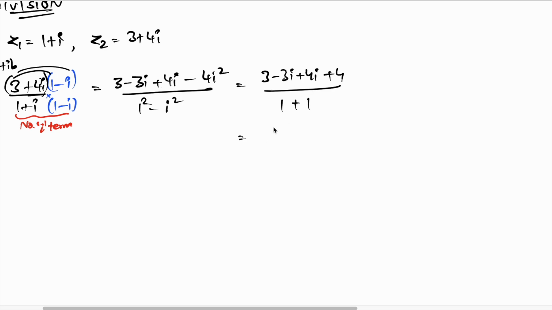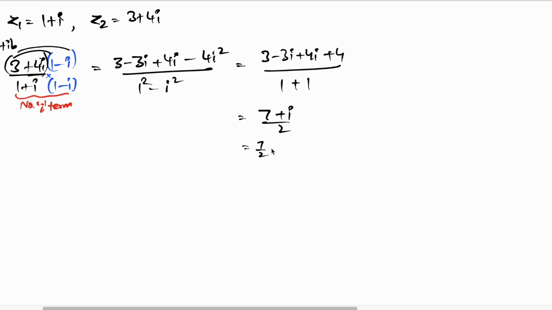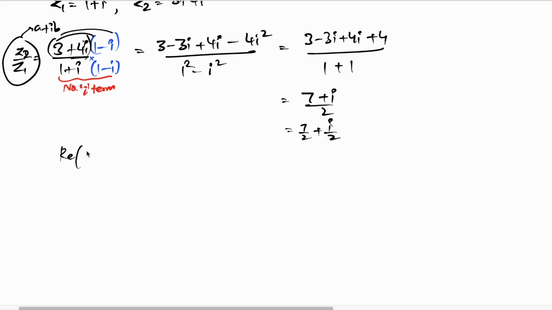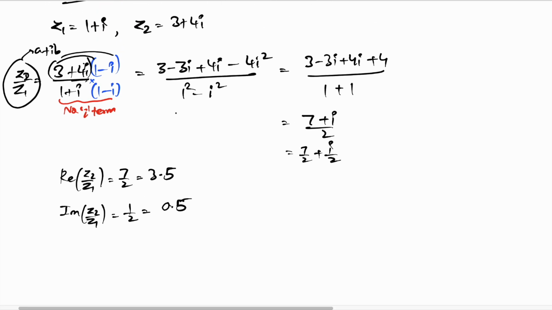So collecting the real terms and the imaginary terms in the numerator, 3 plus 4, which will give me 7 plus i upon 2. So if I write the real and imaginary part separately, I get the real part of z2 upon z1 as 7 over 2, which is 3.5, and the imaginary part of z2 upon z1 as half, which is 0.5. So this is how the division operation can be carried out. So this is the first method actually.